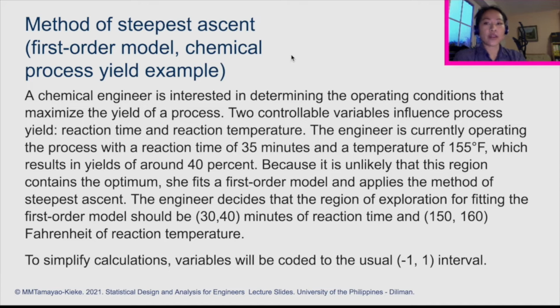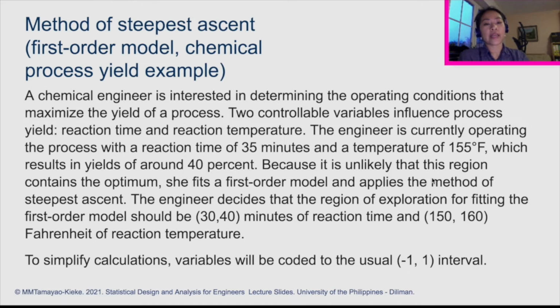So let's illustrate the first part of the method of steepest ascent, where we try to fit a first order model, using this chemical process yield example from Design and Analysis of Experiments by Montgomery. A chemical engineer is interested in determining the operating conditions that maximize the yield of a process. Two controllable variables influence process yield, namely reaction time and reaction temperature. The engineer is currently operating the process with a reaction time of 35 minutes and a temperature of 155 degrees Fahrenheit, which results in yields of around 40%.